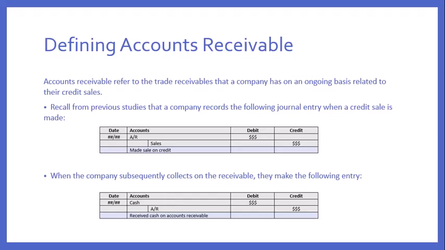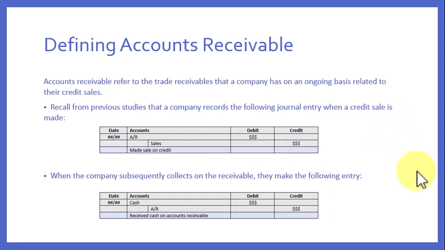So let's start by defining accounts receivable. Accounts receivable are often referred to as trade receivables. An accounts receivable is the right to receive cash in the future from customers for goods sold or for services performed. Basically, it is when we make a sale to a customer on credit. We sell to them now and they are going to pay us later.